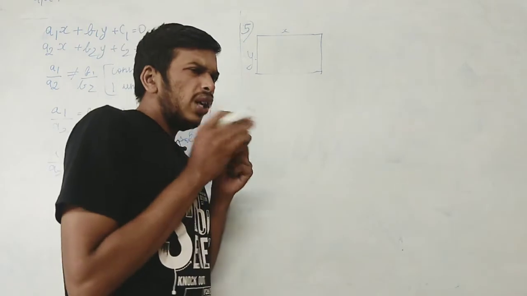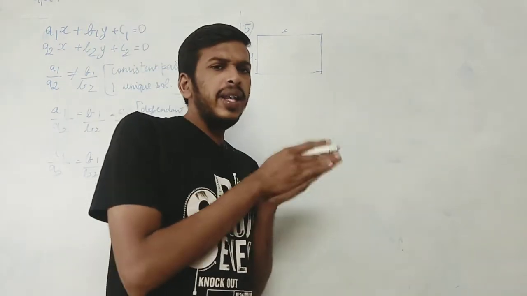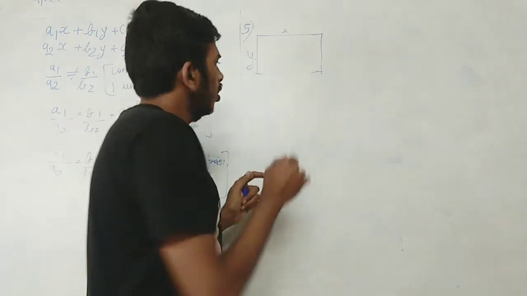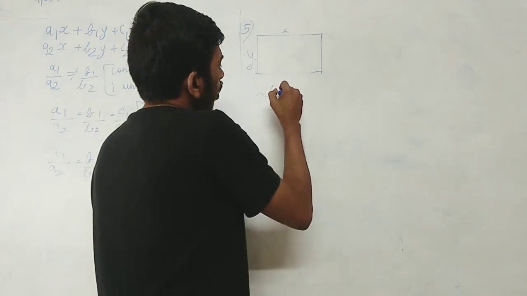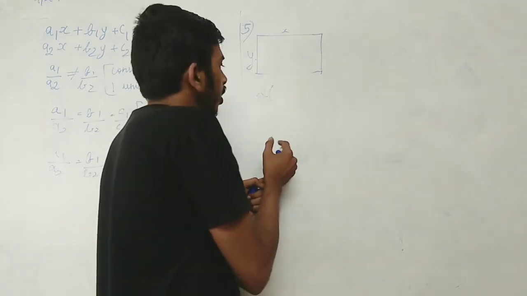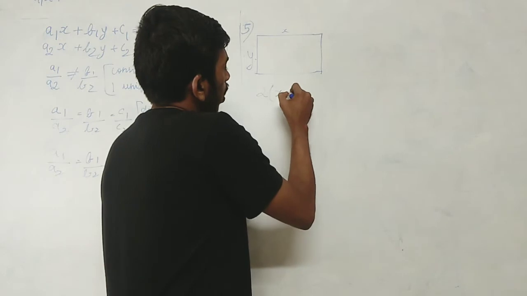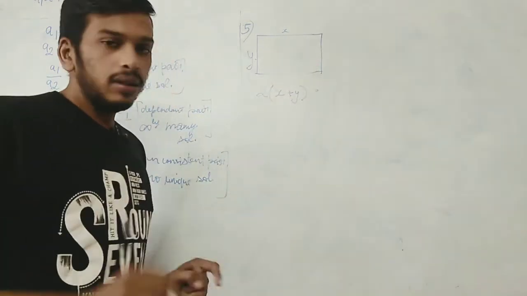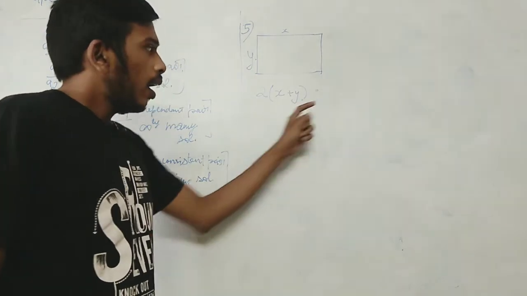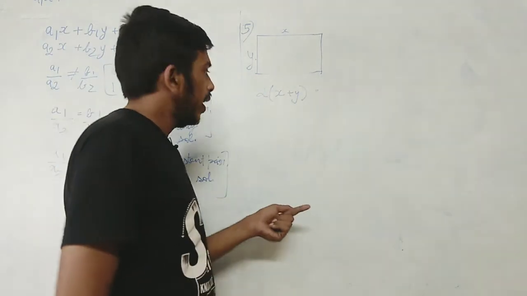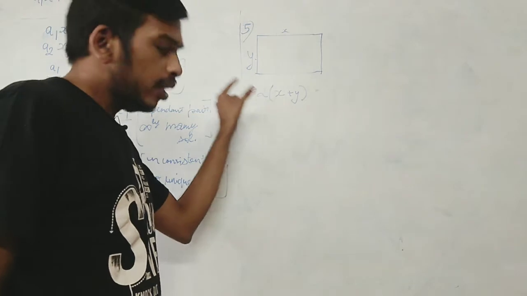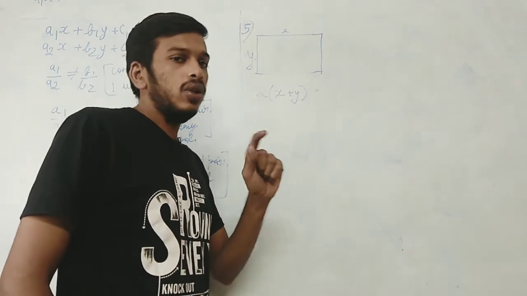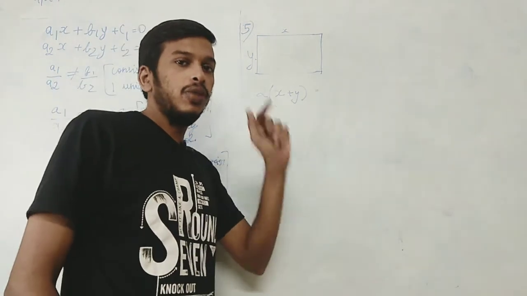What is the formula for the perimeter of a rectangle? 2 into length plus breadth is the perimeter. So 2 into x plus y in this case is equal to the perimeter. Now I will tell you what's going to come on the right hand side. I just need to do a small modification here so that I can write a direct linear equation for this particular question.